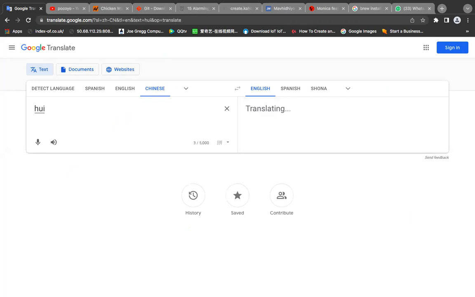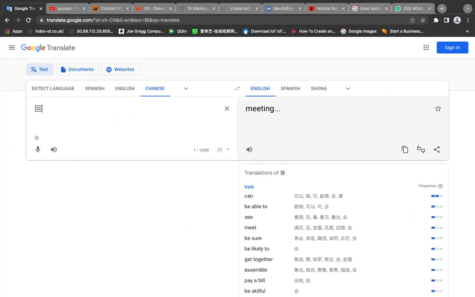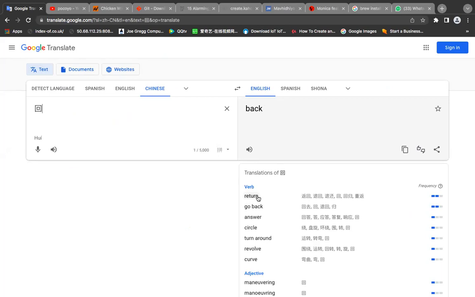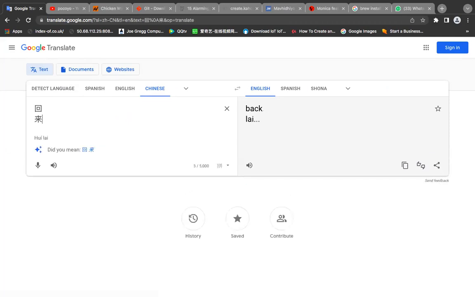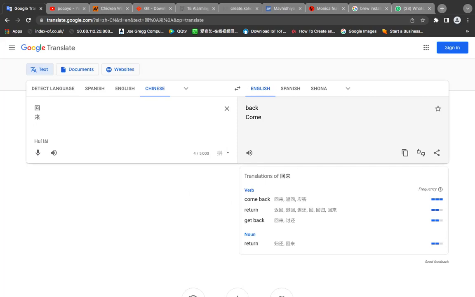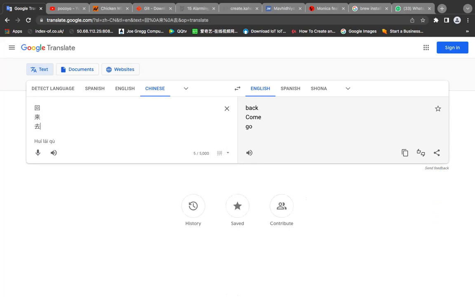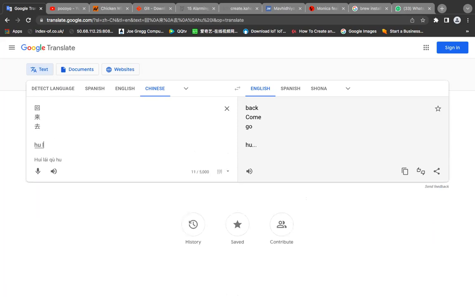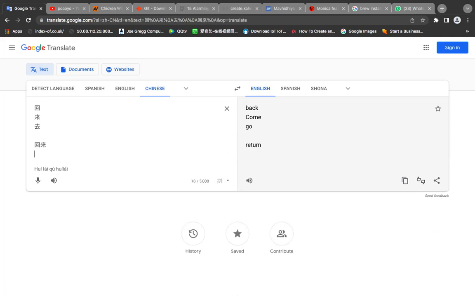We're talking about the hui, which means to return. So if we say lai, it means to come, and chu means to go. The combinations might be hui lai, which is to come back, return, and we can also have hui chu, which means go back.